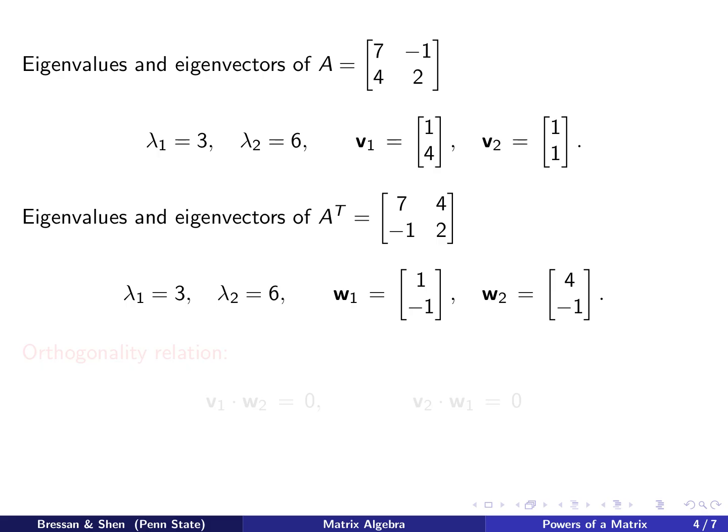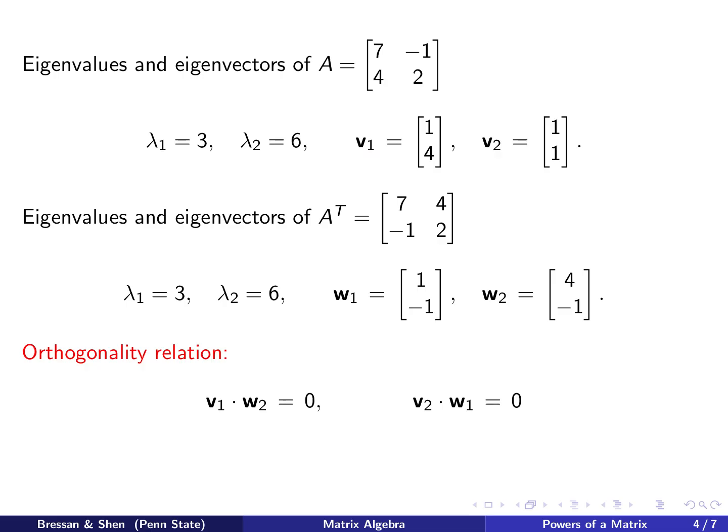So we observe that they are not the same. Somehow the eigenvectors seem to look a bit similar, but with some different sign, and also here. And in fact, we observe that there is this orthogonality relation.